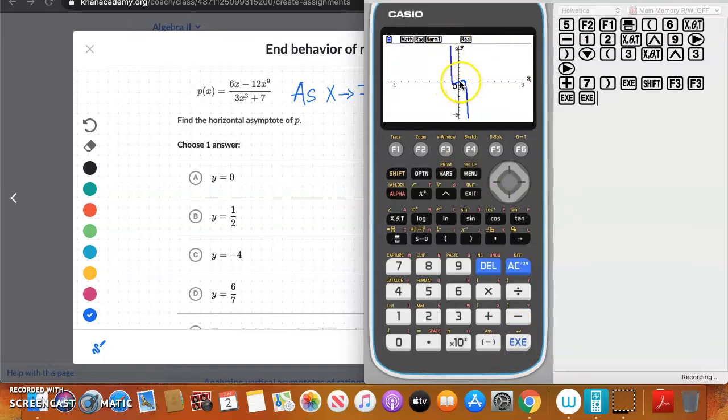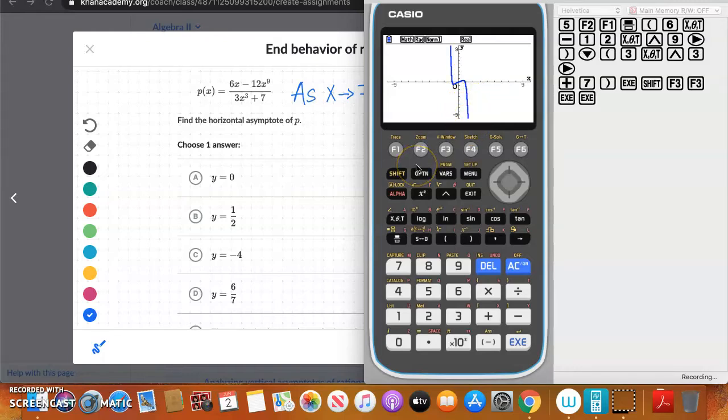And as you can see, as the x values get very small, as the x values go to the left, the y values are increasing. So as x approaches negative infinity, the y values, or the p of x values, approach positive infinity. To the right, as the x values go to positive infinity, the y values are decreasing. So now the y values are approaching negative infinity.